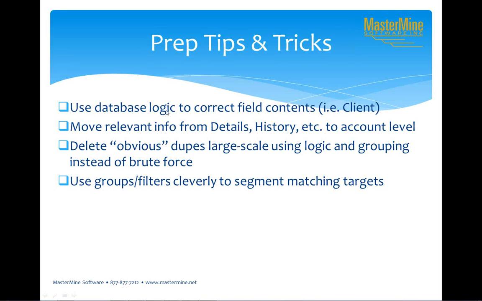So use internal database logic to correct your field contents. For example, I went through and fixed various forms of the word client in the record type field, but in some cases your record keeping hasn't been so accurate that they actually say client even though they have purchased from you in the past. So how are you going to fix those? Well, your GoldMine data might indicate, for example, if you've got completed sales in the history tab, you can run a completed sales report in MasterMine and then update that field to indicate that they're clients.